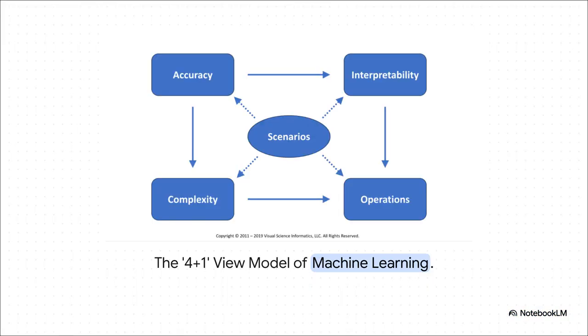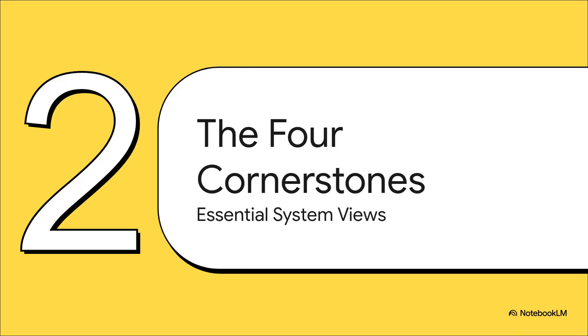And here it is. This model, which was inspired by classic software architecture, splits any ML system into 5 interconnected views. You see those 4 boxes on the outside? Think of those as the cornerstones of our building. And that oval, right there in the middle, that's the special sauce, the crucial +1 that ties this whole thing together. All right, let's start by digging into those 4 big cornerstones: accuracy, complexity, interpretation, and operations.